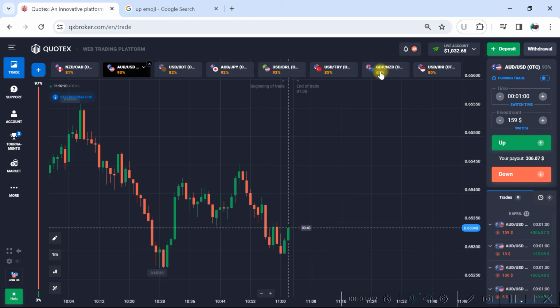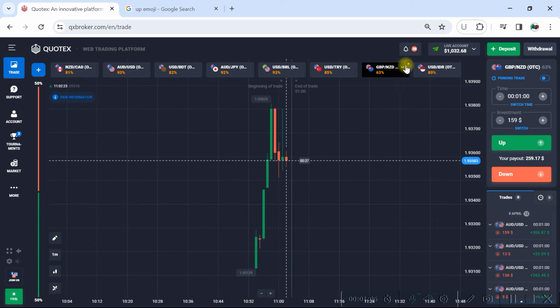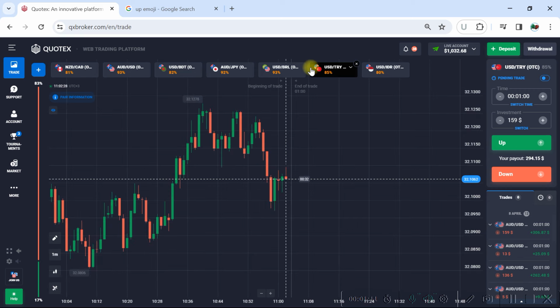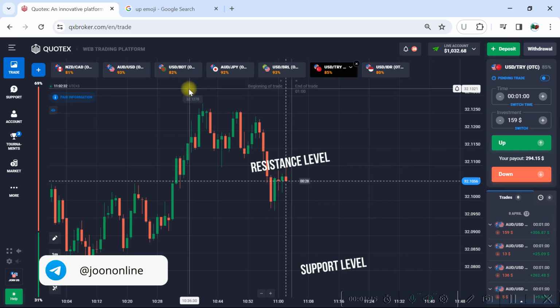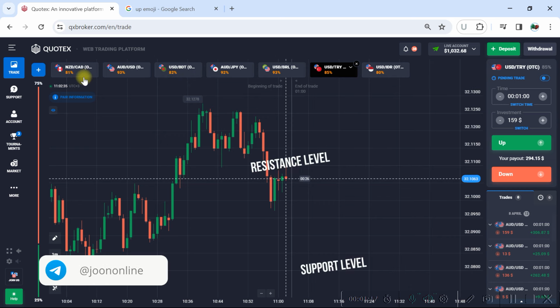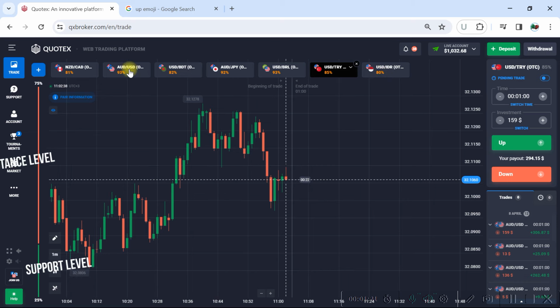So I'll just delete the ones that have lower profitability. For example, this one has 63%. We don't want to risk $1 to get $0.6. So I'll just delete that and maintain the ones that have a profitability of 80% and above.